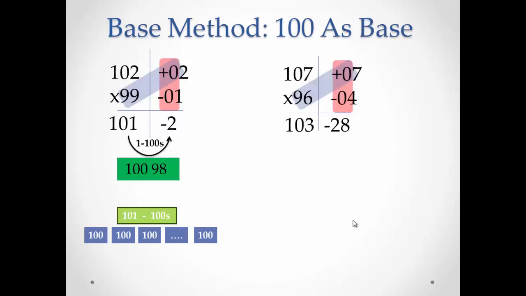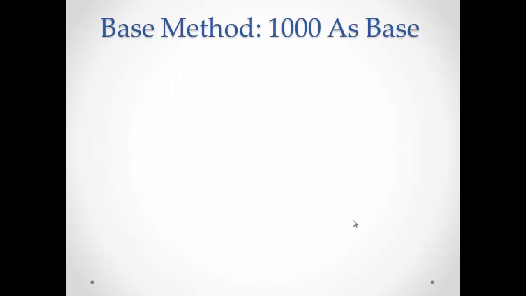Let's take another, 107 times 96. One is 7 more than 100, and another one is 4 less than 100. So 96 plus 7 is 103, and 7 times 4 is 28, and it's negative 28. So again we'll be removing 1 from 103, and then we are left with 102. 100 minus 28 is 72. So our answer is 10272.